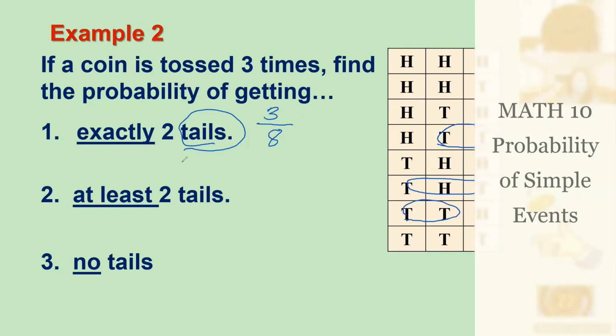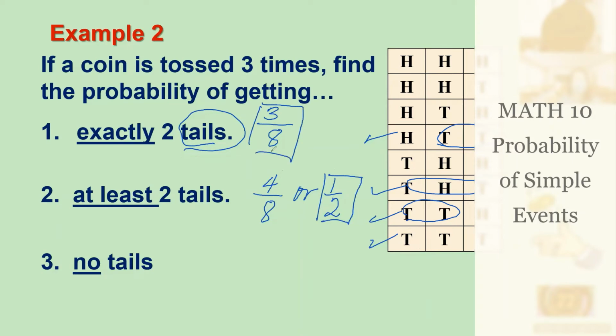At least 2 tails. So what do you mean by at least? So you can have more than 2 tails. 2 or more tails. So what are those? Here you have 2, 2, and of course, you have to include an outcome with 3 tails, because at least means you can have more than 2. So there are 4 in all. That's why it's 4 over 8, or reduced to lowest terms, 1/2. So 1/2 is the probability. Number 1 is 3/8.